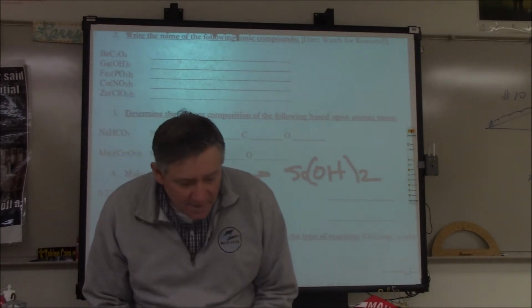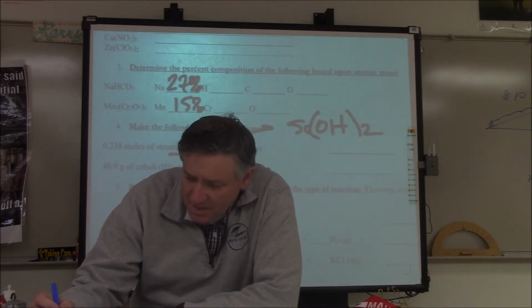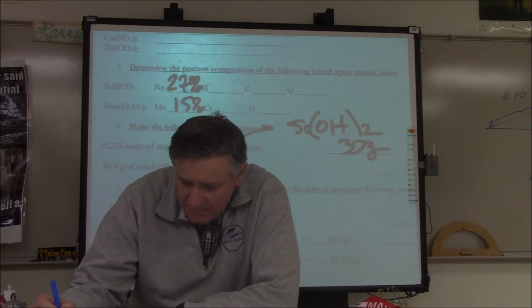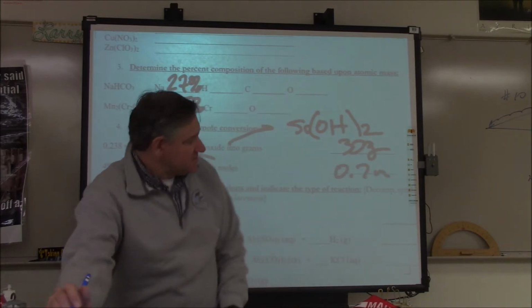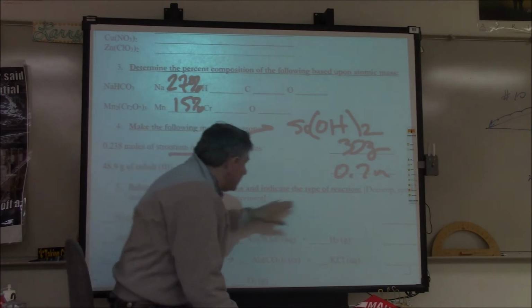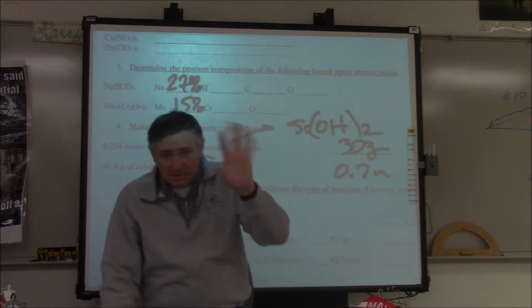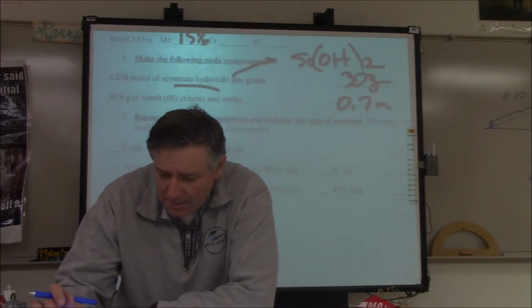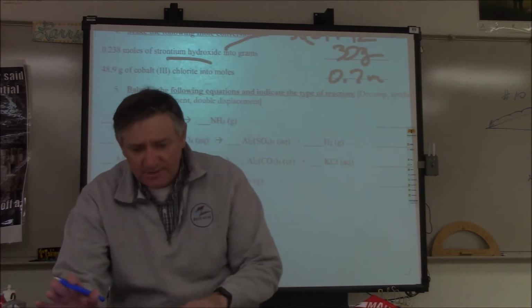So that mole conversion, when you do that 0.238 moles, that should be around 30 grams, and that 48.9 of copper chloride should be around 0.2 moles. So on number 4, this should be around 30. This should be around 0.2. It's an ish, okay, but it should be something in that ballpark. The balancing equations, hopefully you all can do that. That's pretty straightforward.